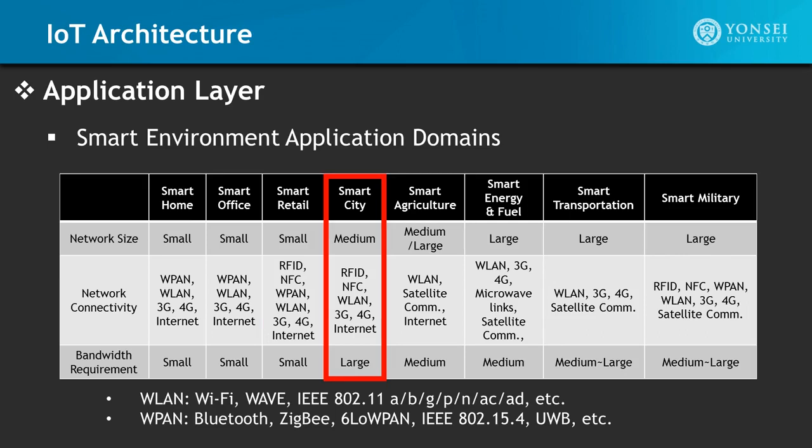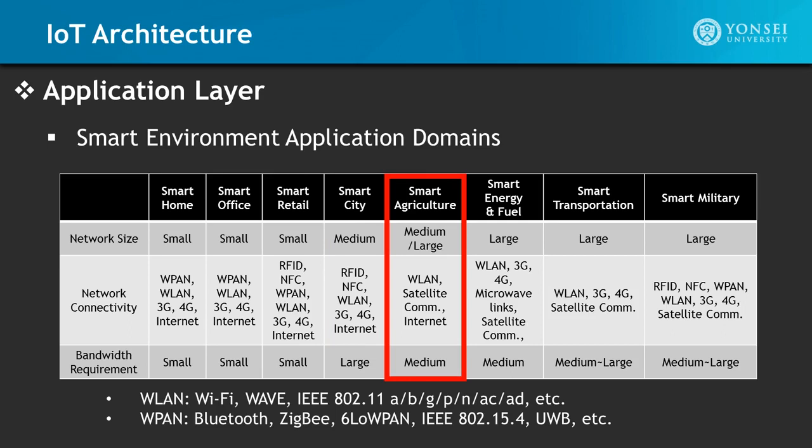Of course, when you look at the overall domain, all existing network connectivity technologies need to be included, including RFID, NFC, wireless LAN, wireless PAN, 3G, 4G, internet, and needs like that. One component that you can see here is that the need for wireless personal area network at a city level may be a little bit lower, but then again, don't count it out. Definitely it will be needed.